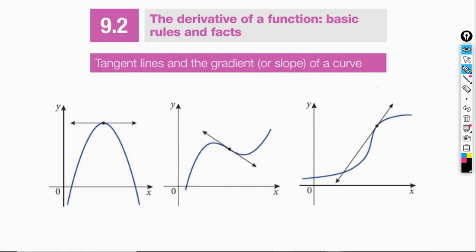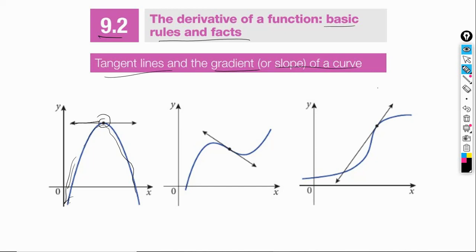Very well, so let us continue with topic 9.2, the derivative of a function, basic rules and facts. So the first thing they talk about is tangent lines and the gradient or slope of a curve. Just so you understand the term derivative, if I have a function like the one on the left, this curve, which is obviously a parabola, the derivative at a given point would give us the slope of the tangent line.